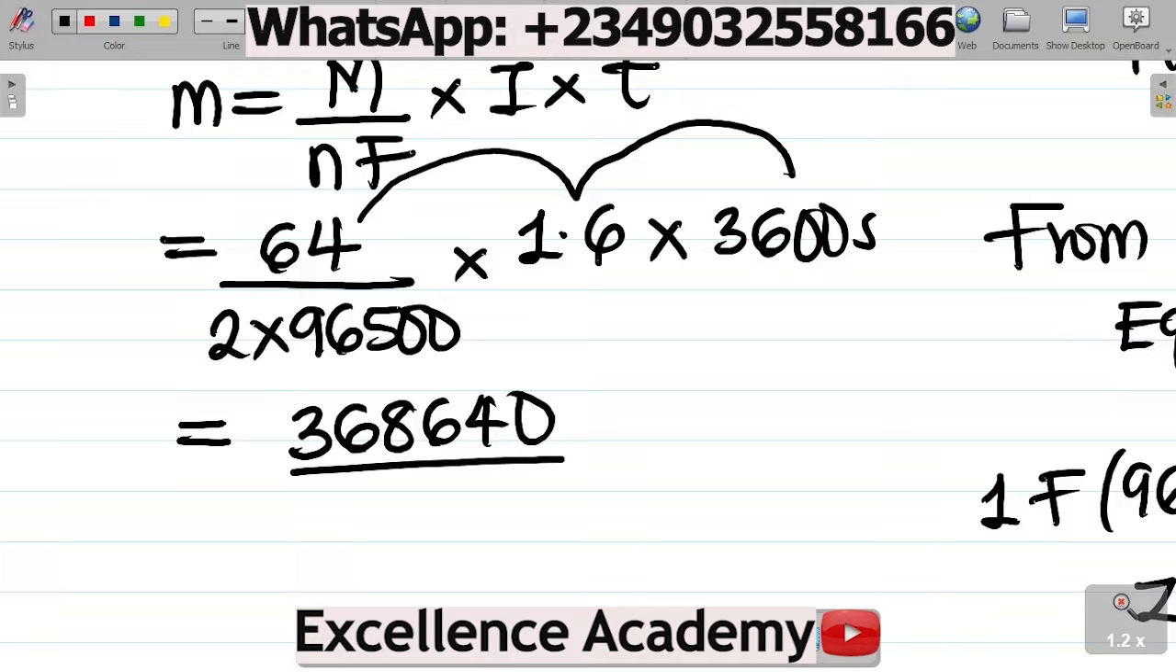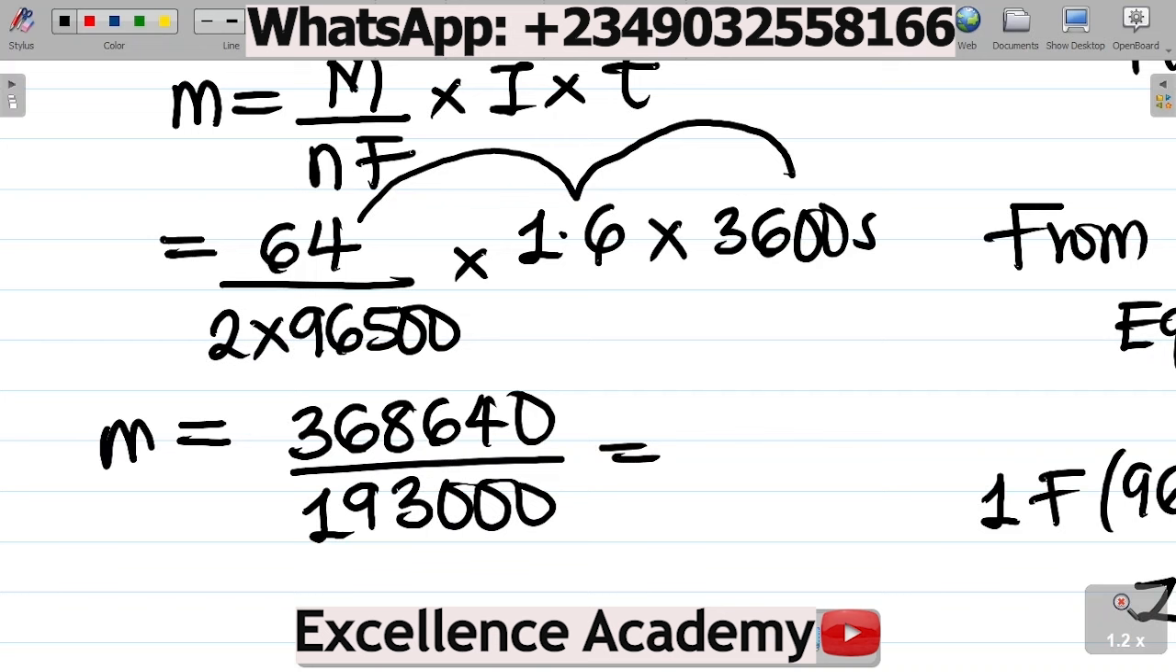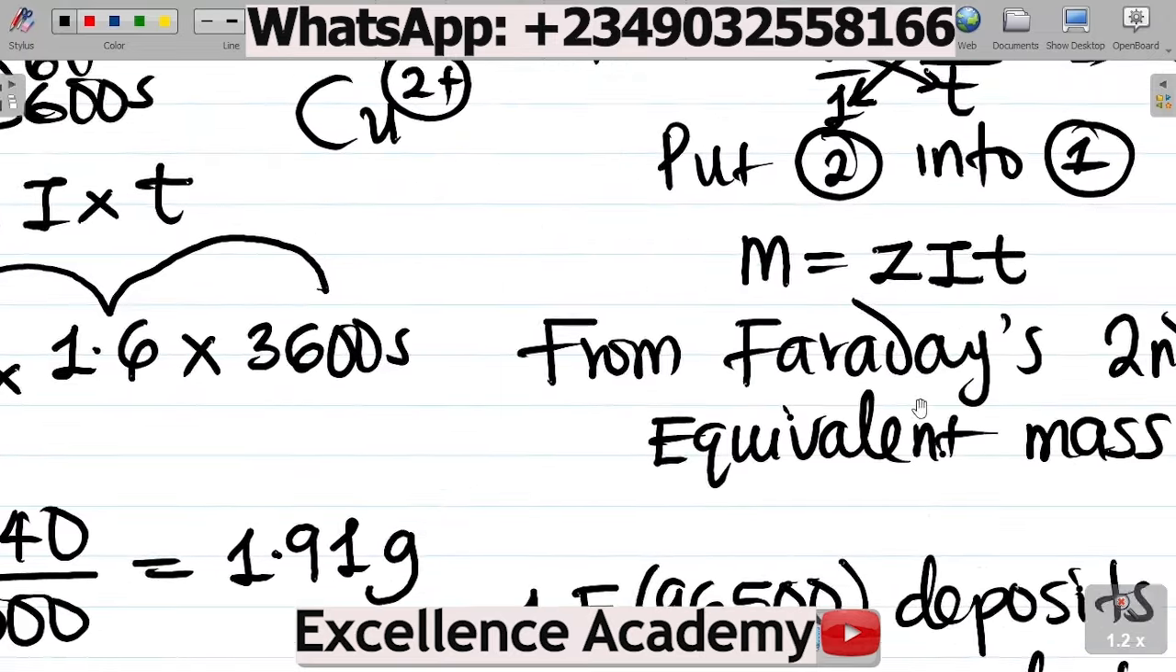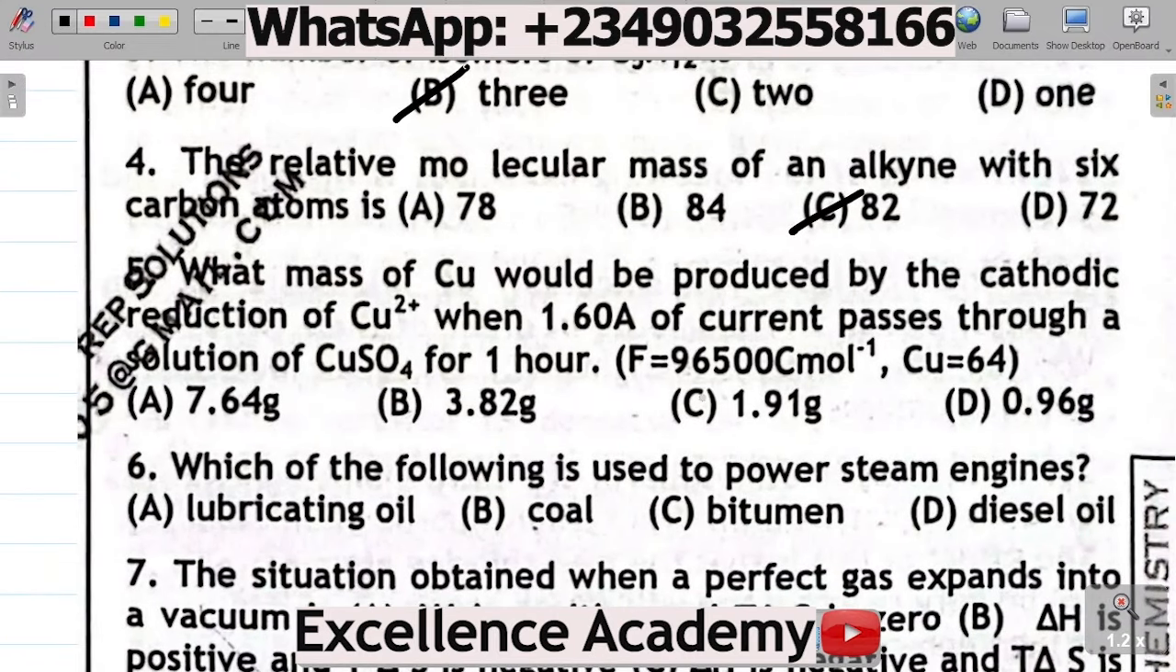640 all over, multiplied by the denominator, 2 times 96,500. That's 193,000. From here, M is equal to 368,640 divided by 193,000. That's 1.91. The mass is in grams. So it's 1.91 grams. That is option C, 1.91 grams. So that's your correct answer.